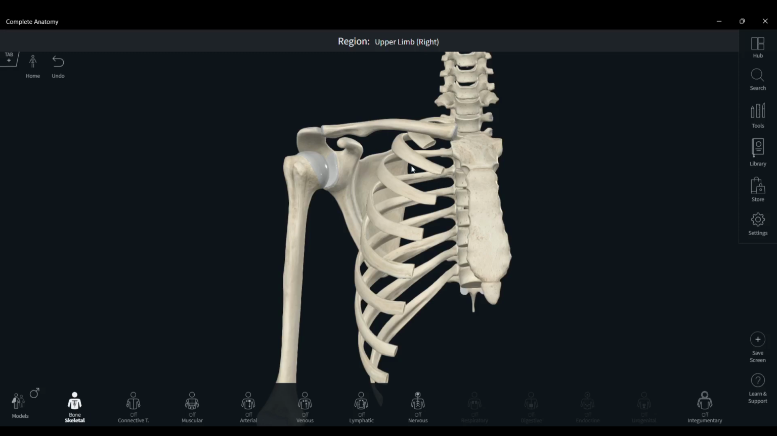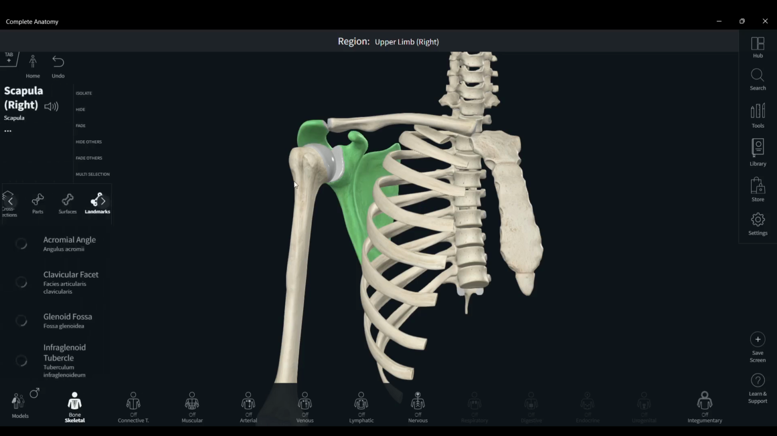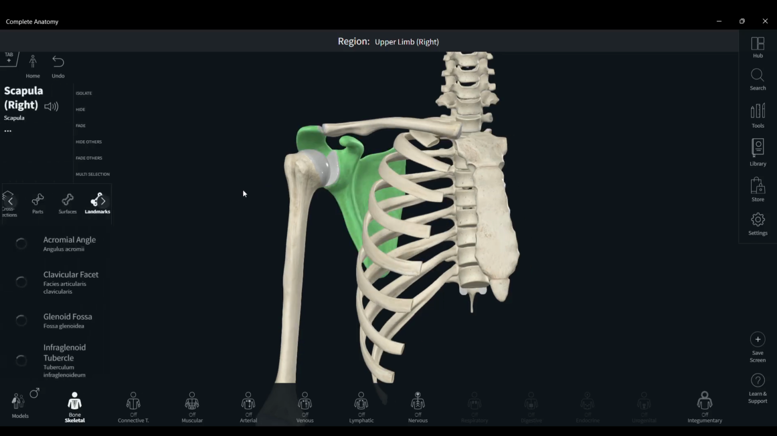Welcome. Among the bones of the upper limb, we are now studying the scapula. First, we will clarify its position, then we will go through the important structures on the 3D model.